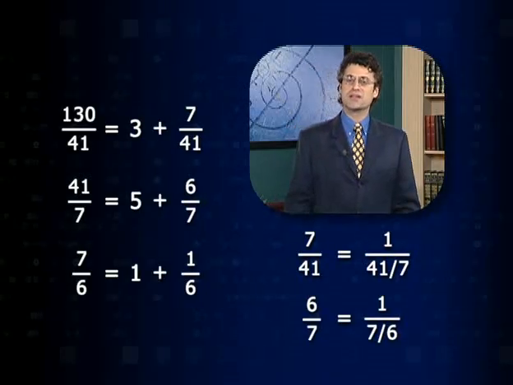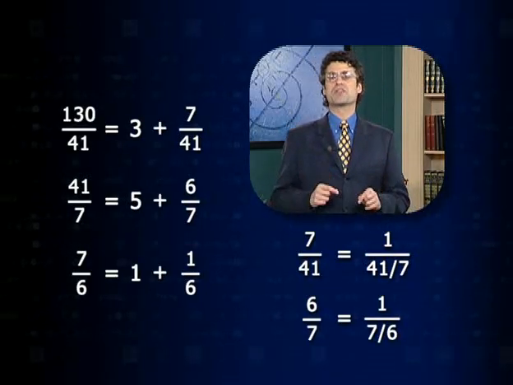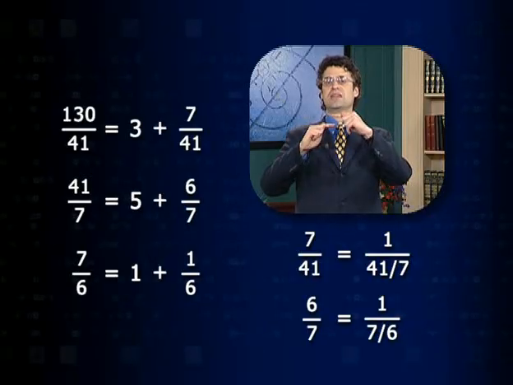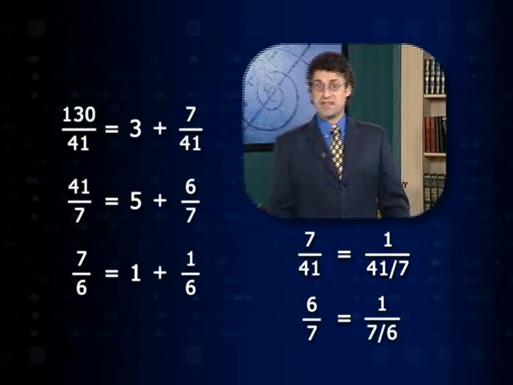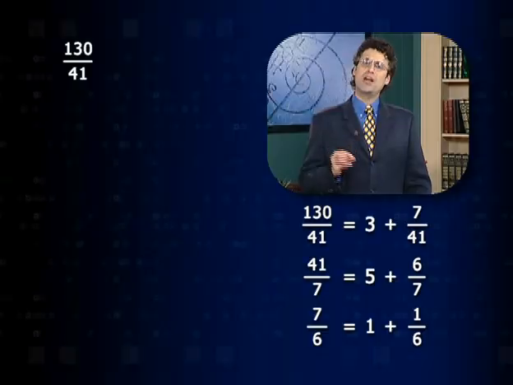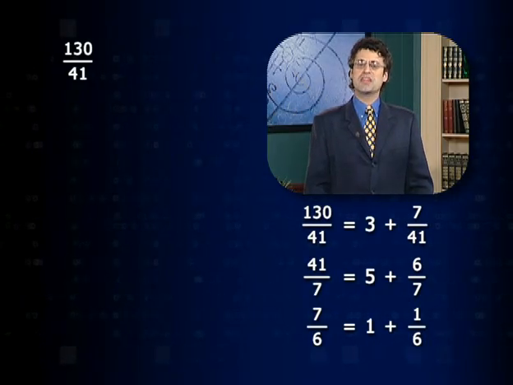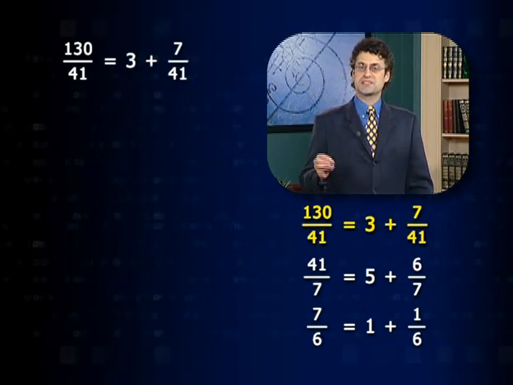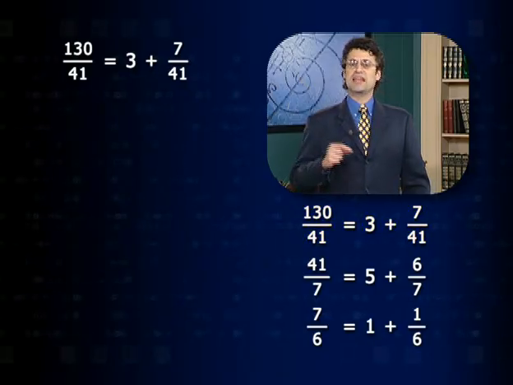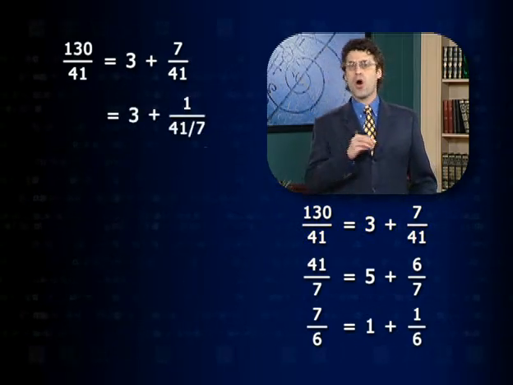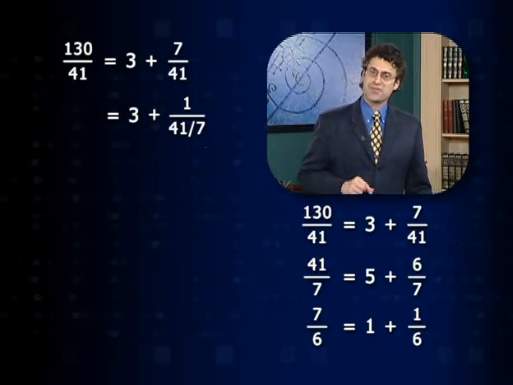This is an important little feature to realize, that if we look at 1 over 7 sixths and take the reciprocal, we get 6 sevenths. Well, using these reciprocal identities, we can substitute these equivalent values in for our equation, and we can deduce something interesting. So let's start off at the very top and see 130 divided by 41. Well, that equals, as we saw, 3 plus 7 over 41. But I can now write that as 3 plus 1 over 41 over 7.